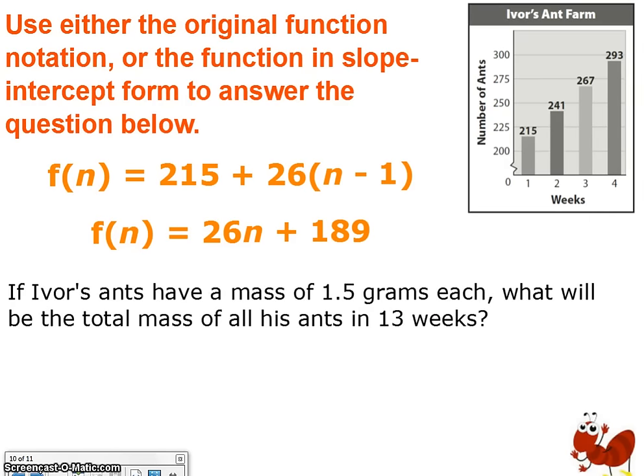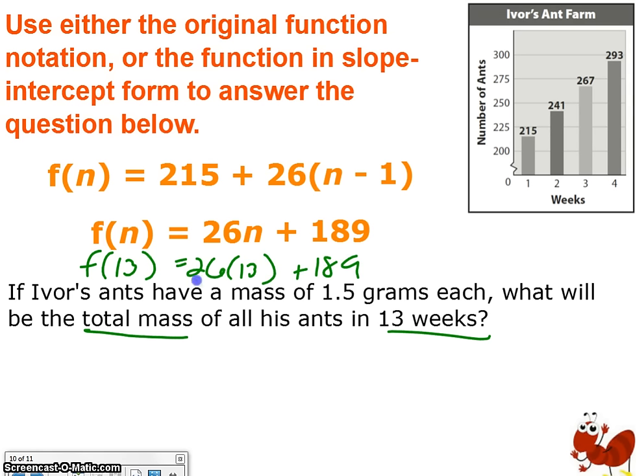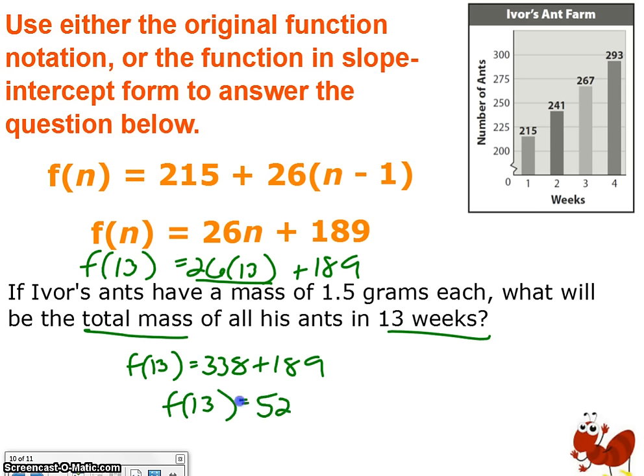Okay, if Ivor's ants have a mass of 1.5 grams each, what will be the total mass of all of his ants in 13 weeks? So what is the question truly asking for? It's really asking for the total mass of all the ants that will be in there after 13 weeks. Do I know right now how many ants are in there for 13 weeks? No. So I need to take f of 13 and find out how many ants will be there at 13 weeks. So we can solve this right now. 26 times 13 gets me 338 plus the 189 I started with. So after 13 weeks, he will have a total of 527 ants.